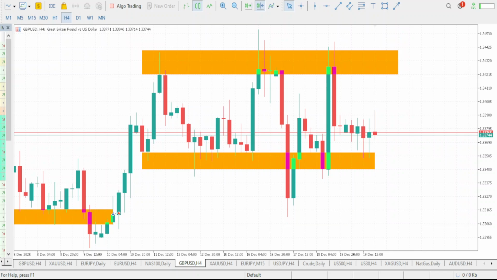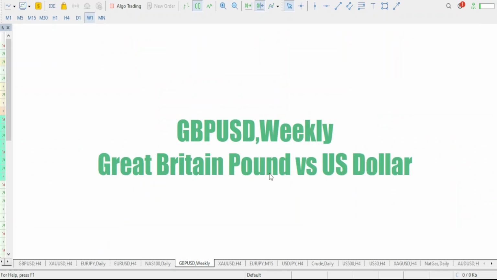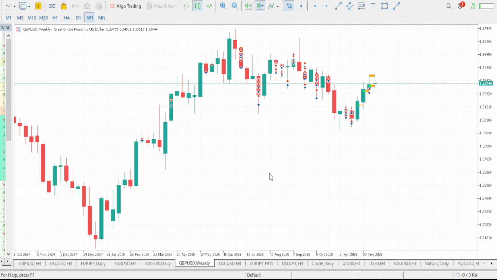Now let's see what we'll be expecting for the week on GBPUSD. So let's start with our weekly time frame. We are going to analyze our movement from the weekly time frame down to our 4-hour time frame and understand what the market is doing.